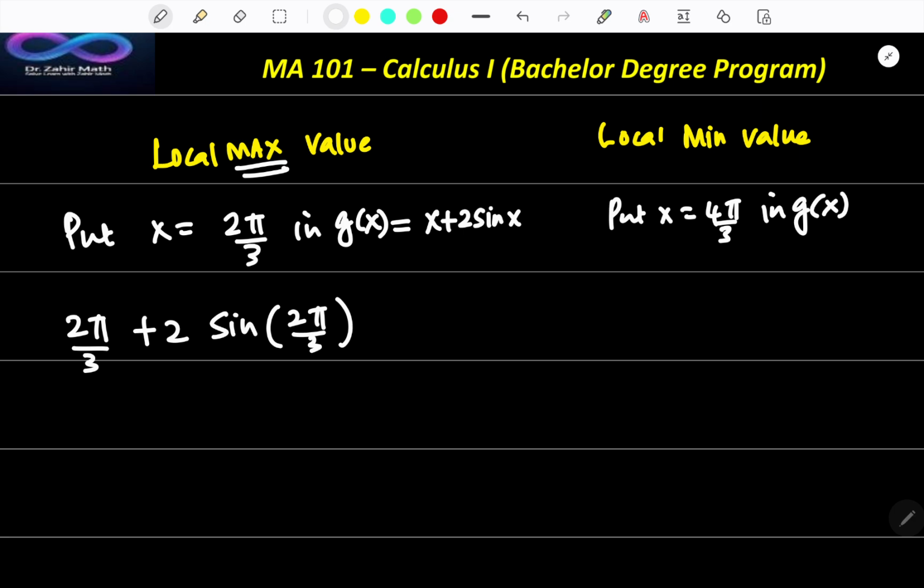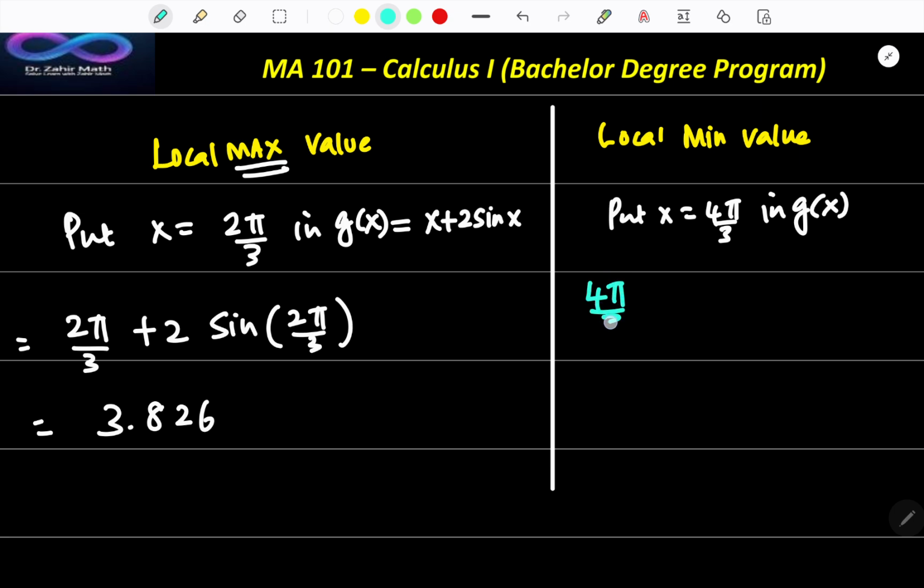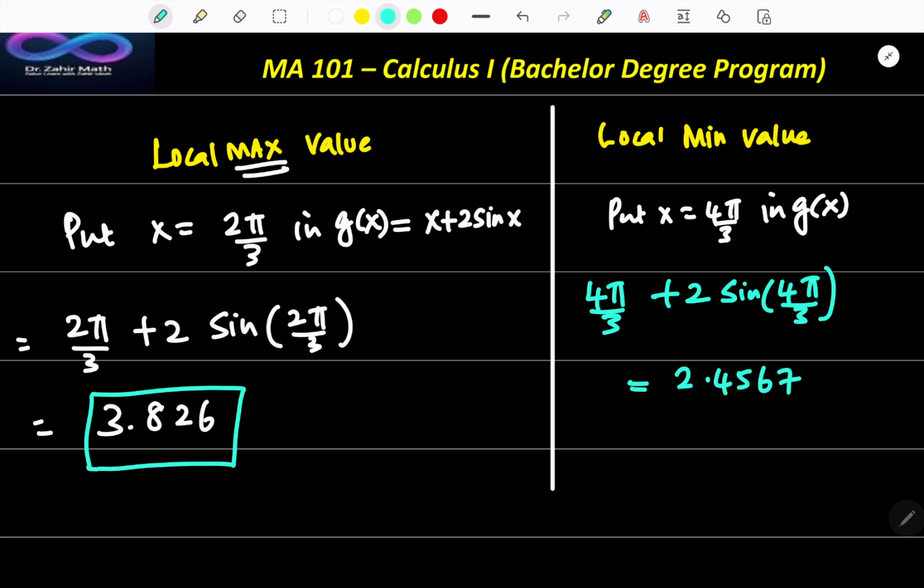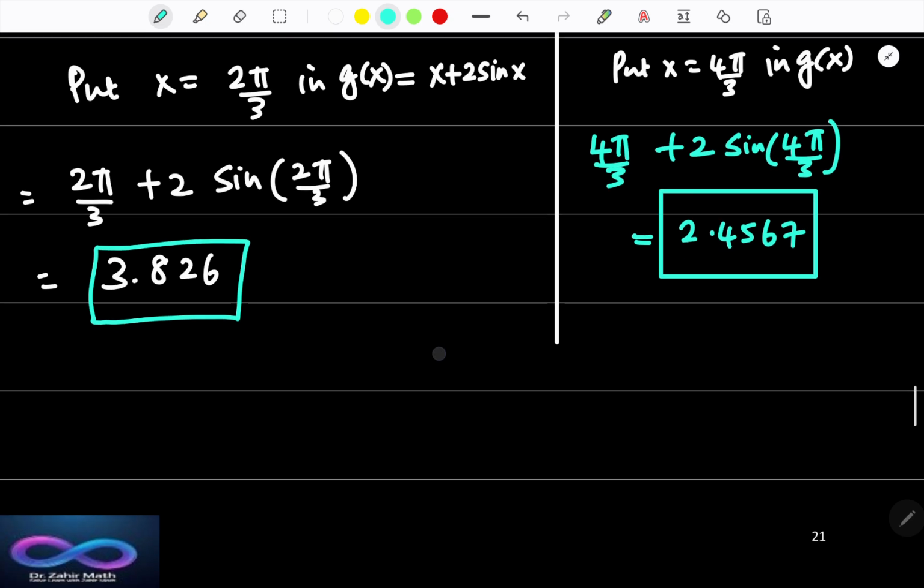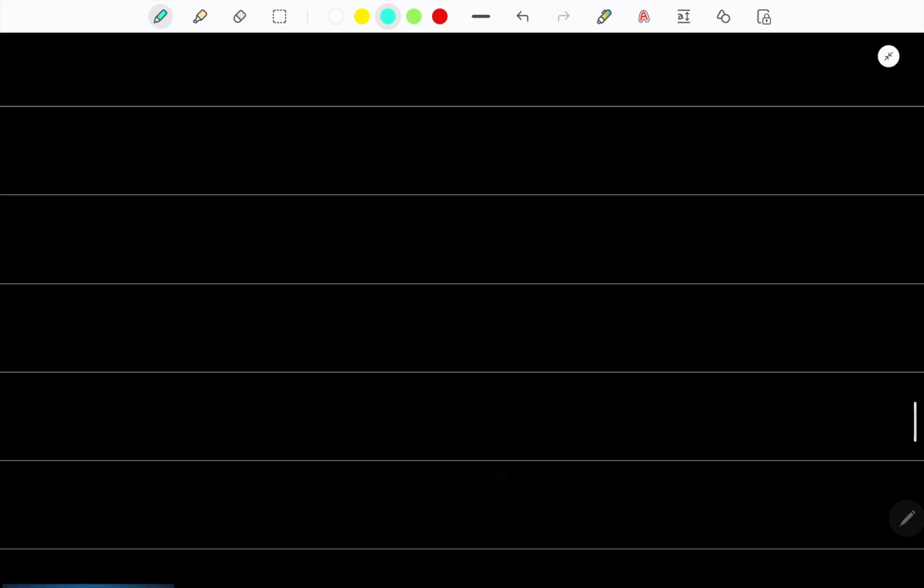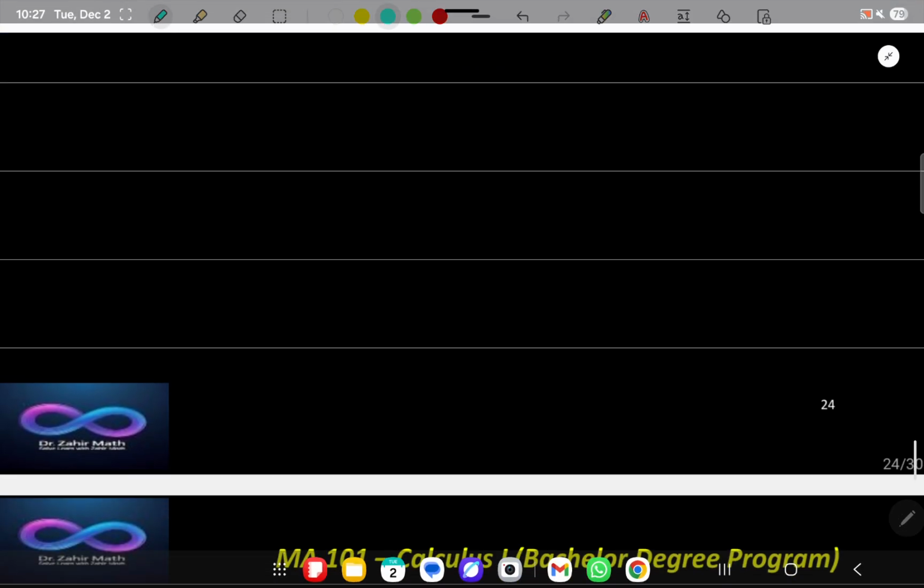Put everything in the calculator using radian mode. I'm getting the answer 3.826. Right. And put x equal to this one: 4 pi by 3 plus 2 times sine 4 pi by 3. If you calculate this, the answer is 2.4567. So maximum is always the bigger value, keep that in your mind. Minimum should be lesser than the maximum value. So easy, very nice. Local maximum and local minimum. Yes. Now let's go to the next idea.